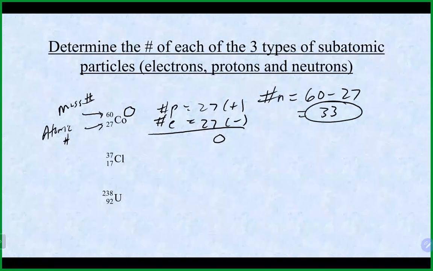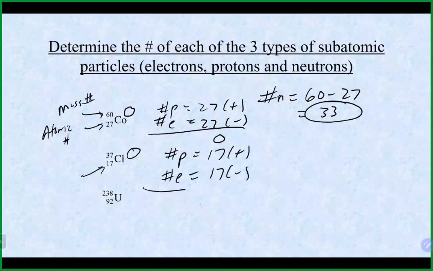All right, looking at Cl, which is chlorine. Once again, we do not see anything written there in terms of a charge. Our bottom number, which is our atomic number, is the number of protons. So our number of protons here would be 17. And once again, because it has no charge, it will need an equal number of electrons to basically zero it out. And now for our neutrons, we take our mass number, which is the top number, 37, minus our bottom number, which is 17. And that looks like 20 in terms of our neutrons.